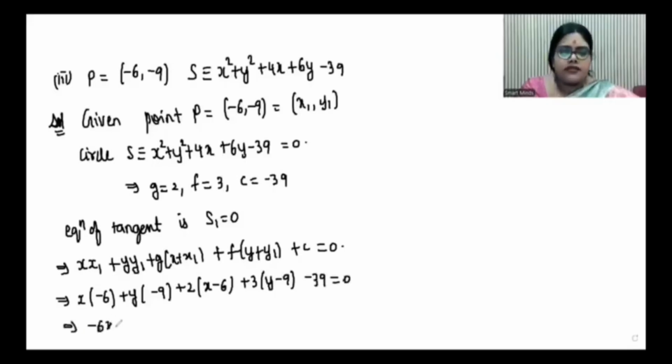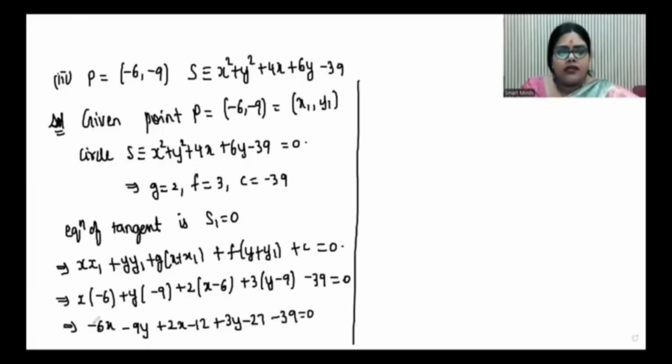So -6x - 9y + 2x - 12 + 3y - 27 - 39 = 0. -6x + 2x is -4x, -6y. Now add these three: 39, 27 and 12.